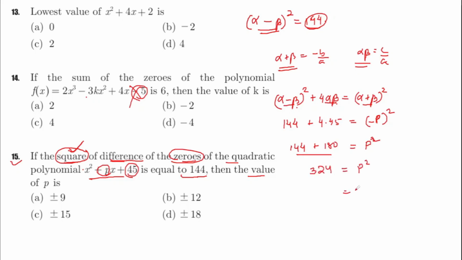Now what is the value of p? That's the square root of 324, and the square root of 324 gives you positive or negative 18. So the value of p is plus or minus 18. I hope this is clear.